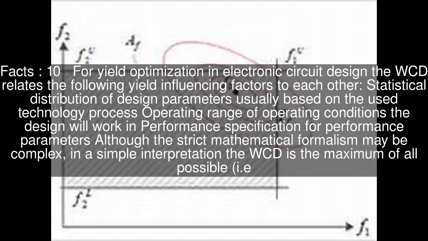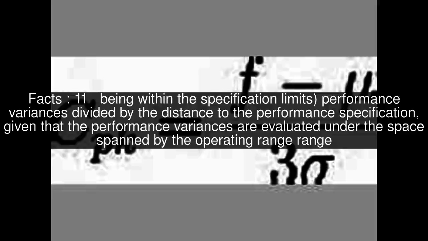Although the strict mathematical formalism may be complex, in a simple interpretation the WCD is the maximum of all possible performance variances, i.e. being within the specification limits, divided by the distance to the performance specification, given that the performance variances are evaluated under the space spanned by the operating range. Note, this interpretation is valid for normal, Gaussian, distributed variables and performances.